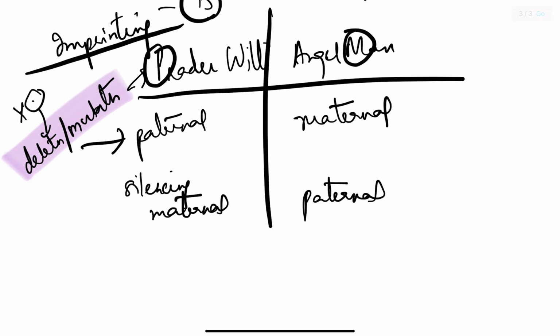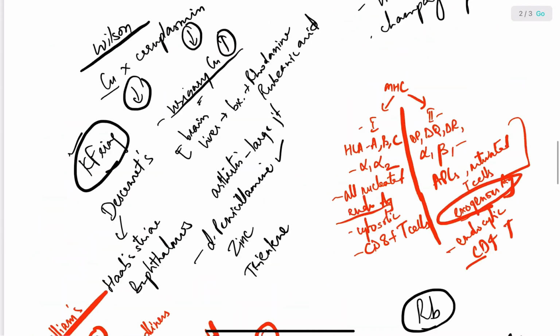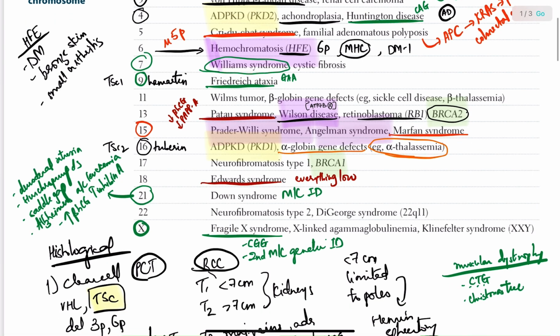All right, so what are the clinical features? Prader-Willi, remember, is very fat, so there is going to be hyperphagia, obesity and hypogonadism. Angelman is going to be happy puppy, it's called happy puppy faces or something like that, with mental retardation. So that was Angelman and Prader-Willi imprinting syndromes, again associated with chromosome 15. All right, chromosome 16, we have now the alpha globin gene defects or the alpha thalassemias, also along with PKD1. So let's finish off all thalassemias.